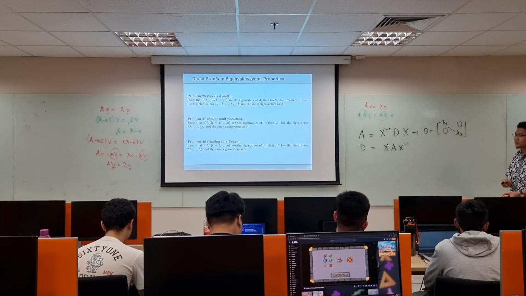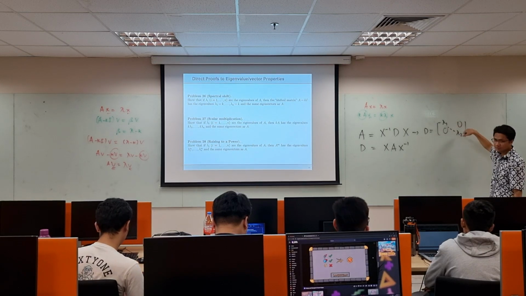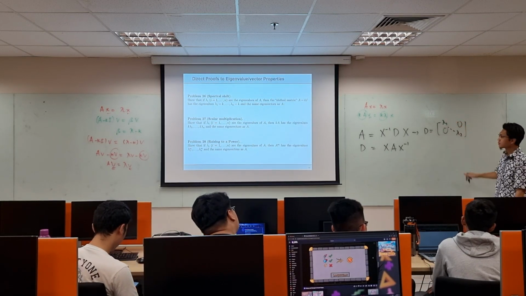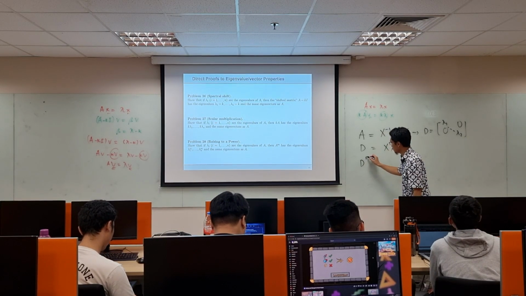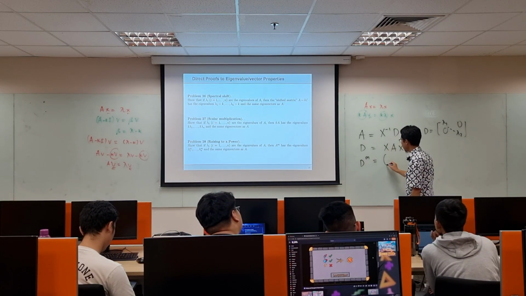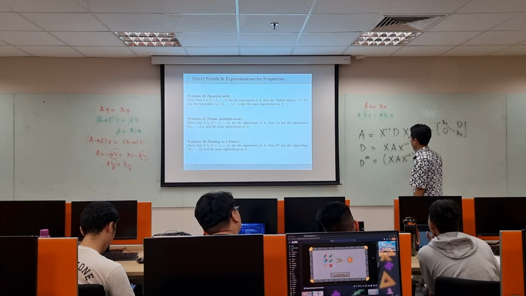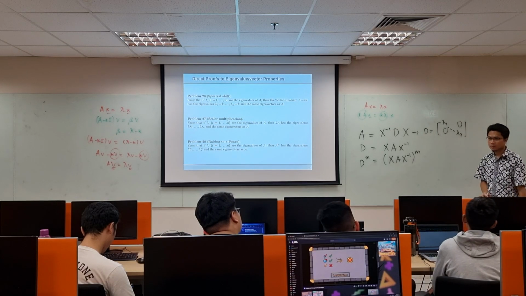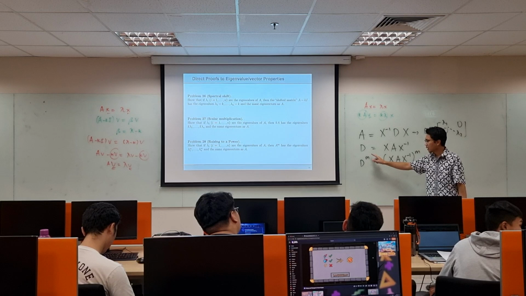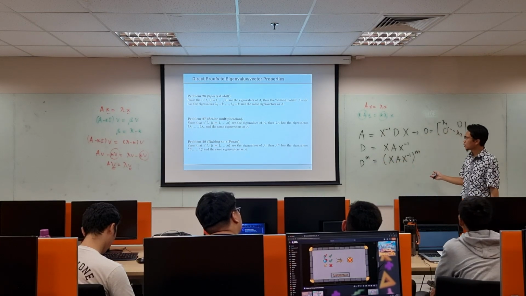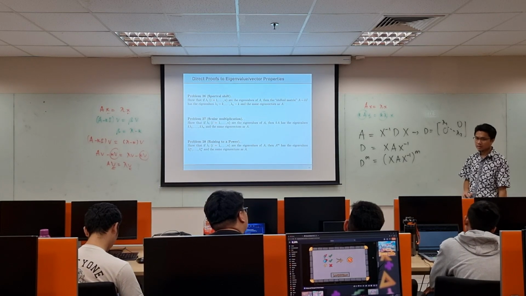Then I can take the power of it, because D contains the eigenvalues of A. Now I can get the power of it. Let's say this is D to the power of M, then it will be to the power of M. If on the left side I take the power, on the right side I also take the power.